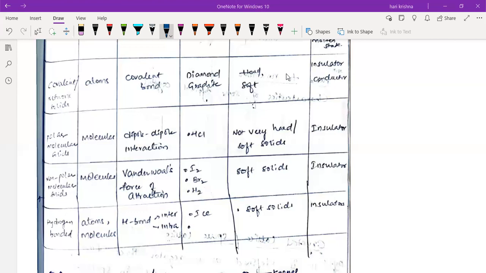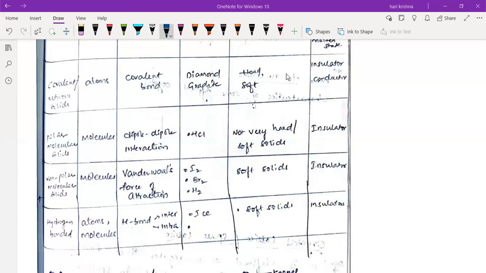So I2, Br2, H2. Along with this, the covalent bonding will happen between the I2, Br2 and the H2. Again, these are soft solids and act as insulators.